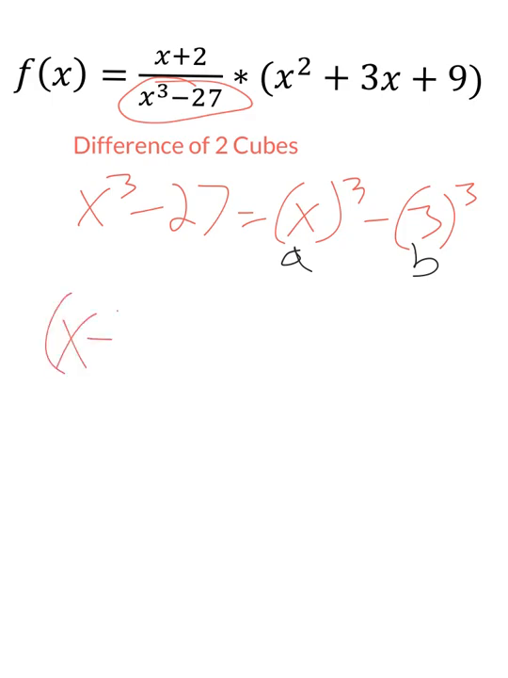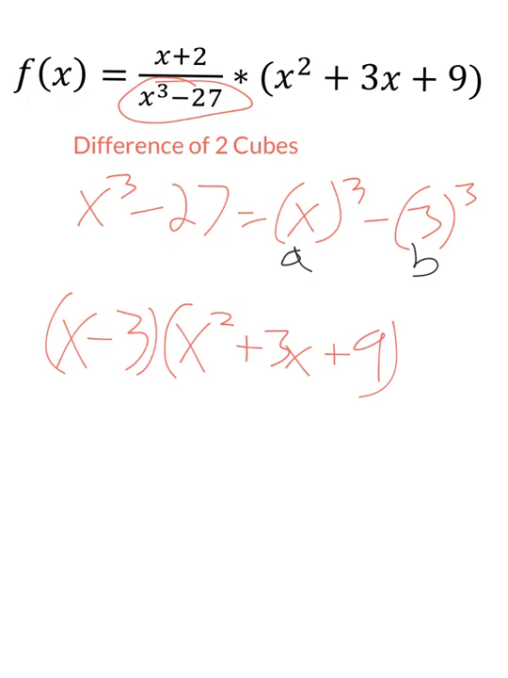So I'll say x minus 3 times, and then it'll say a squared plus ab, sorry. So plus 3x, and then plus b squared. So that would be 3 squared, and that's 9. And so if you look, it should look pretty familiar because this is part of that. So we're going to have some stuff that cancels out. Go figure, right?